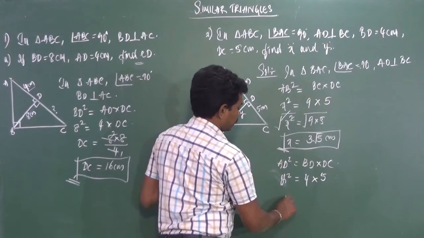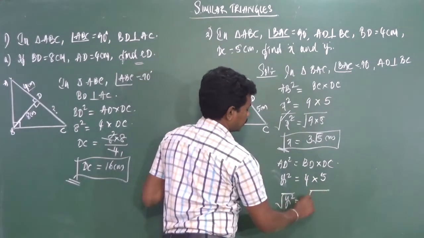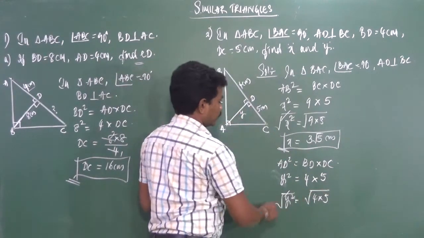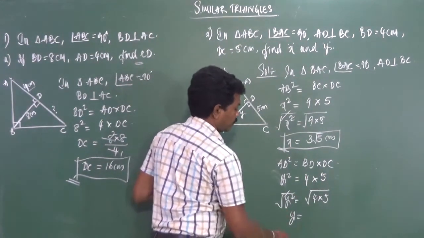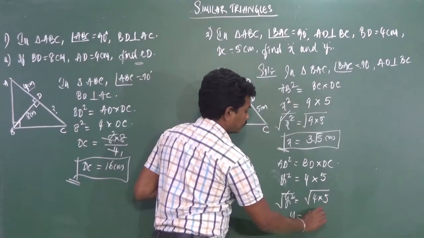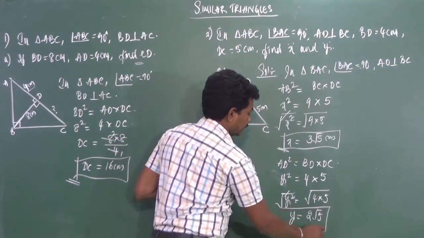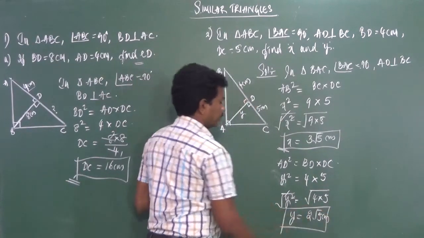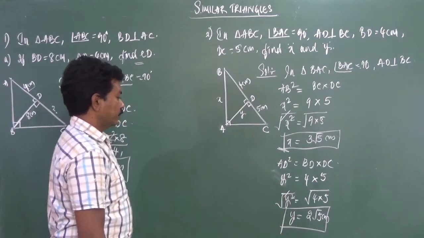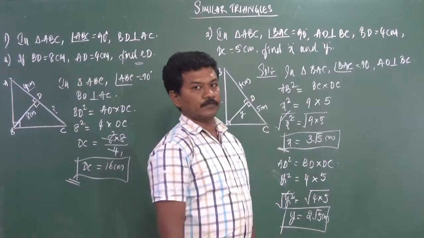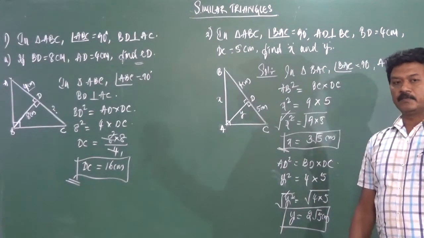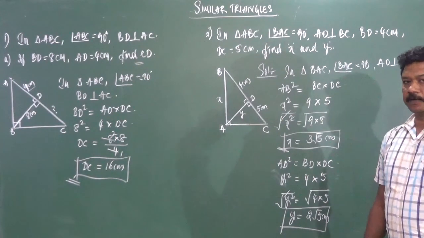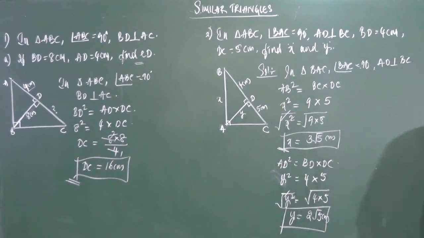So we take the square root on both sides. Square root of 4 into 5, square and root cancel. So Y is equal to, as 4 is a perfect square, the square root of 4 is 2. So 2 root 5, because 5 is not a perfect square, it remains inside the root symbol. So X value is 3 root 5 and Y value is 2 root 5 centimeters. Very simple problems, just applying corollary 1, 2 or 3 according to the requirement. So we'll move on to the next problem.